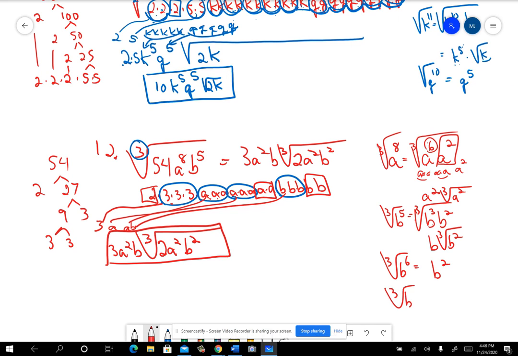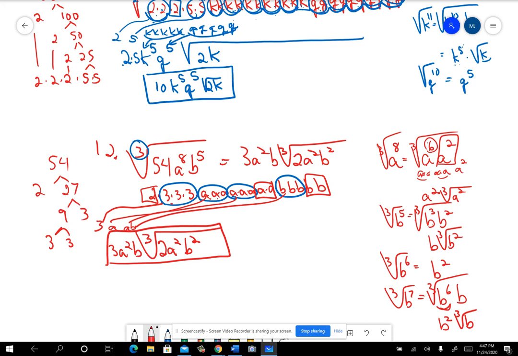If I had cube root of B to the 7th, you see how it's B to the 6th, but an extra B? So this part would be B to the 2nd, but then I'd have an extra B that I couldn't do anything with. All right, so we could do a whole lot more with that, but see if those 4 examples at least give you enough insight into how to think about it.